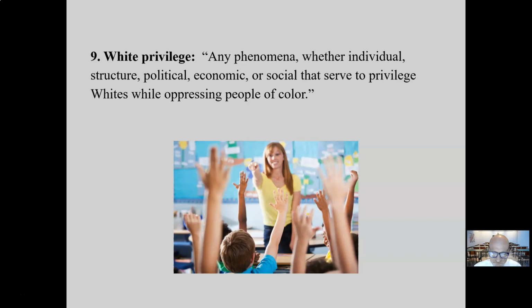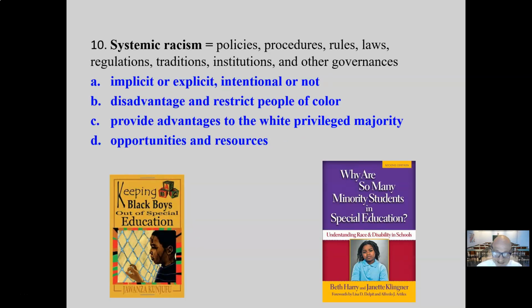What is white privilege? Any phenomenon, whether individual, structural, political, economic, or social, that serves to privilege whites while oppressing people of color. This could include teacher bias, attitude, perception, and expectations. It could include curriculum and pedagogical practices based on white superiority, biased educational policies, and school funding formulas that contribute to inequality and inequity. Systemic racism, again, are the policies, procedures, rules, laws, regulations, traditions, institutions, and other governances.